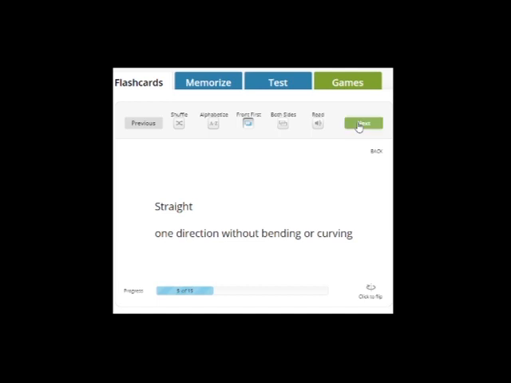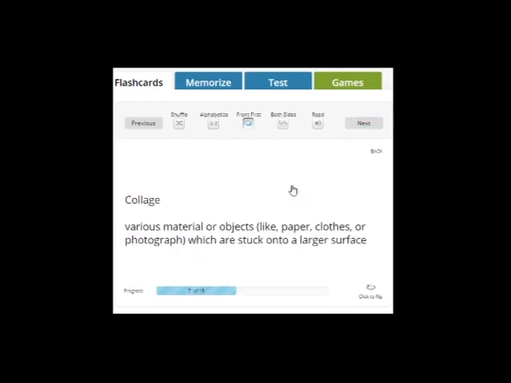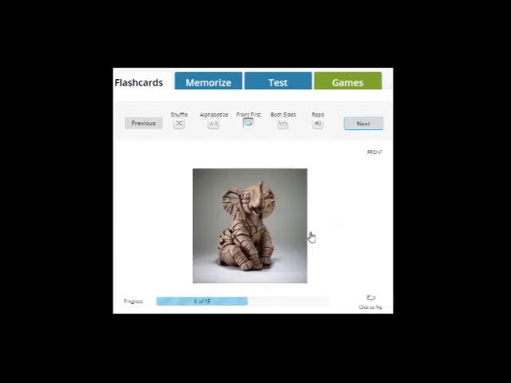What about this one? It's nature, just like living plants, animals, weathers, and others. After that, can you guess what it is? It's collage, various materials or objects like paper, clothes, or photographs, which are stuck onto a larger surface. The next one, can you guess what it is? It is sculpture, the arts of making forms or figures in a clay or other materials.